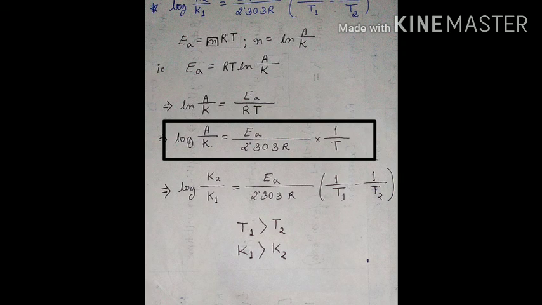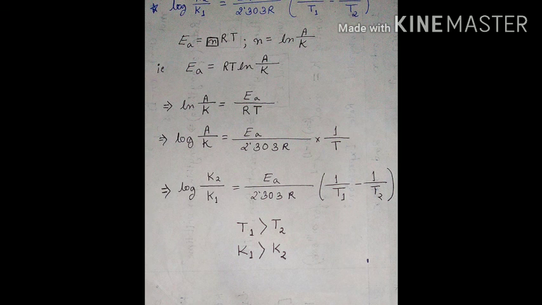Let us suppose that K1 is the primary K, as it is K1, so we have placed it in place of K. And in the place of A, we have put K2. In the case of temperature, in place of 1 by T, we have put 1 by T1 minus 1 by T2, which is in serial order. In a more logical sense, we can remember the positions of K1, K2, T1 and T2 in the following way.